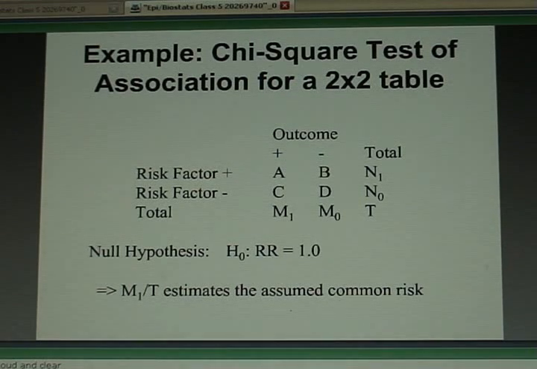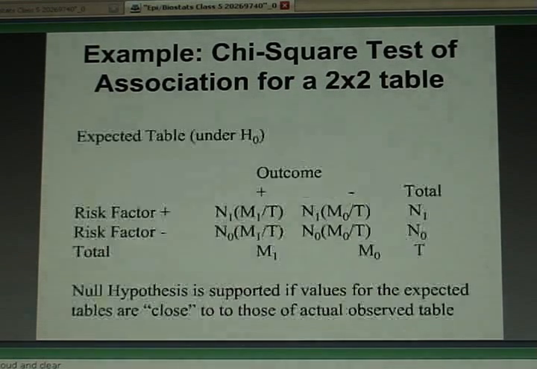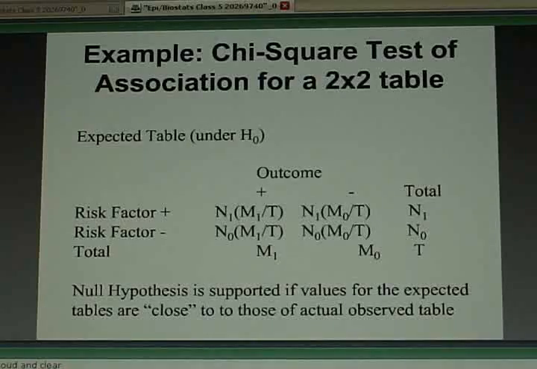What you're going to do is build another table using the same N1 people who were given the lifestyle intervention, the same N0 people who were given the placebo pill. In other words, the same T people. Now, what would happen if everybody had a risk of M1 over T?